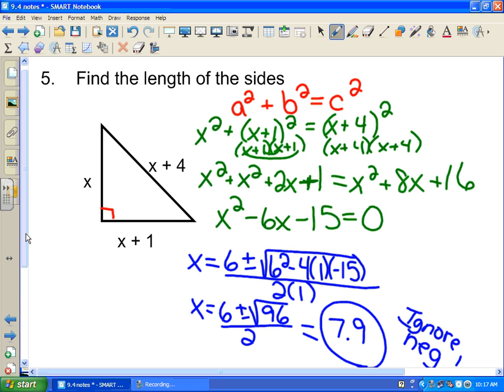Okay, that's x. But it says find the lengths of the sides. So that means this one is 7.9. How do I find the length of the other two sides? Just plug it in. So 7.9 plus 1 and 7.9 plus 4: 8.9 and 11.9. Those are a little harder. You'll get a lot more points for those, so don't skip them.